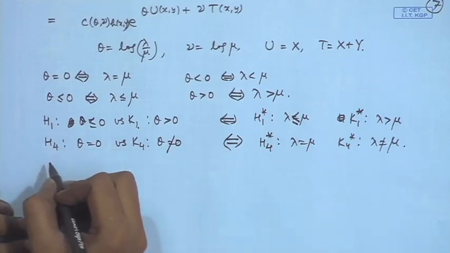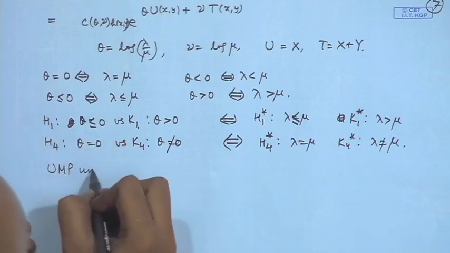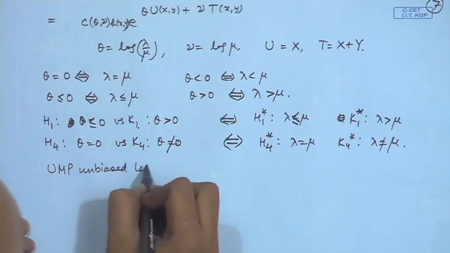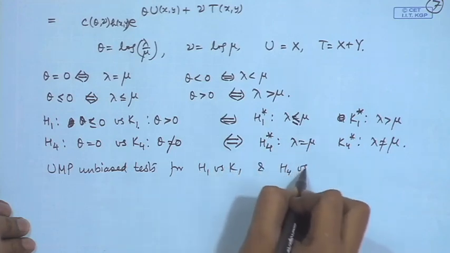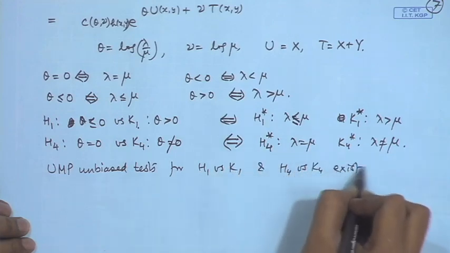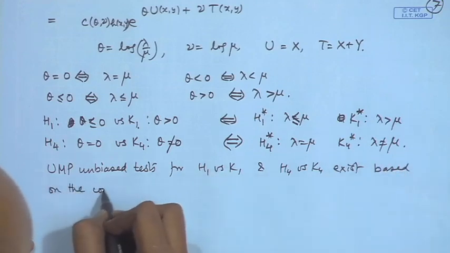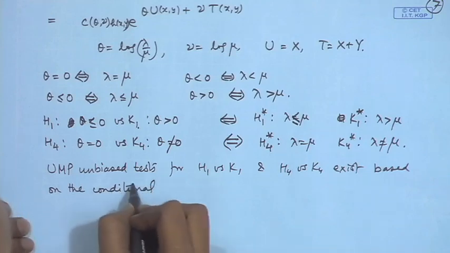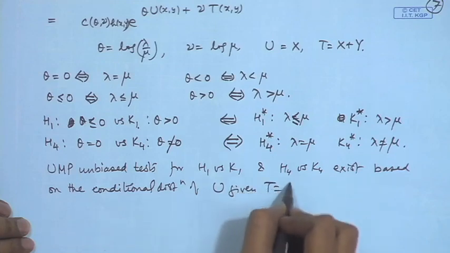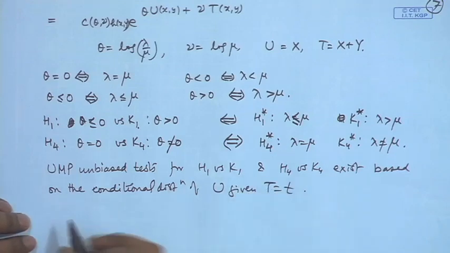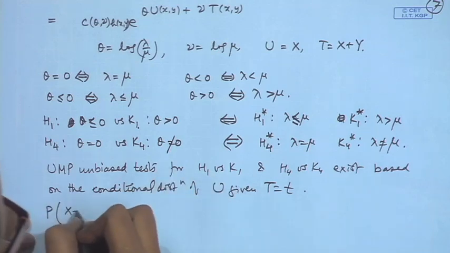Now, for both of these hypotheses, UMP unbiased tests for H1 versus K1 and H4 versus K4 exist based on the conditional distribution of U given T. So, let us calculate that thing like in the previous problem. Actually, a few of these statements will actually be the same.